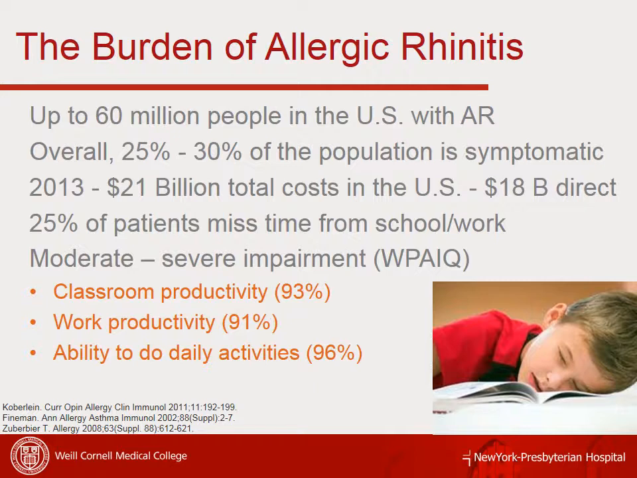We can see here that in the work productivity activity impairment questionnaire, we see an effect on classroom productivity for kids, work productivity, and not only the ability to do their daily activities, but also the ability to socialize, to maintain relationships. So this affects people throughout their entire lives and in many aspects of their life.